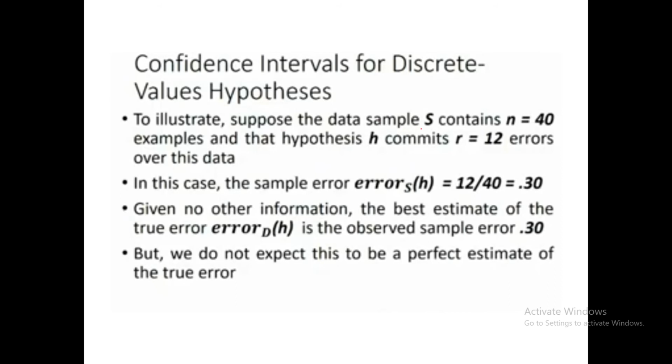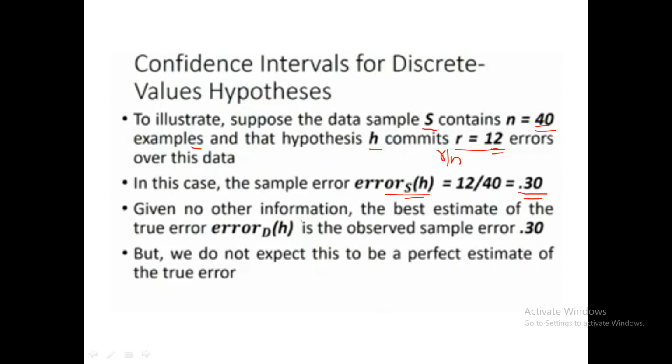Now suppose you take a data sample S. How many data points are there in this sample S? You have got 40 examples, so n is equal to 40 examples. And your hypothesis commits r errors. How many errors? 12 errors. Out of 40, 12 are misclassified. So how do you calculate your sample error? Sample error is equal to r divided by n, right, that equation. How many errors have you misclassified? 12 divided by how many examples? 40 are there. So 12 by 40 is 0.30, which is your sample error.